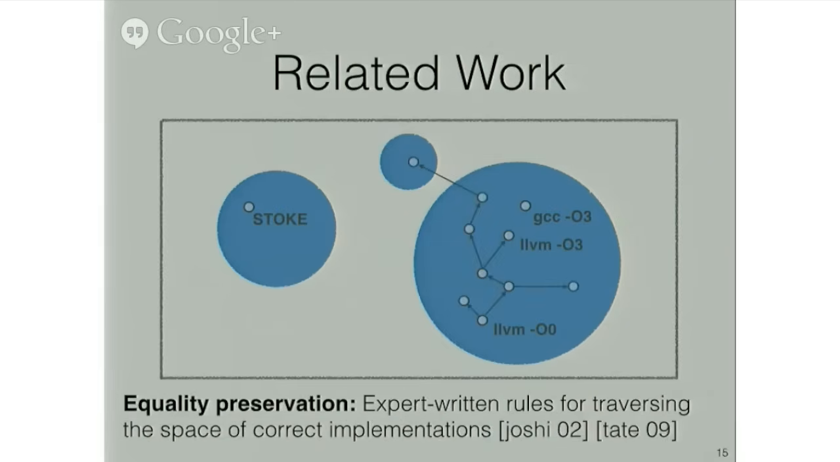One way to address this scaling issue is through the use of expert-written equality-preserving transformations. So the idea here would be, beginning from any one of these known correct implementations, these rules would be repeatedly applied to enumerate a set of points that ideally would cover most of these regions. Then this much smaller set could be traversed in a reasonable amount of time, and the most performant code could be returned as a result. Well, this works quite well.